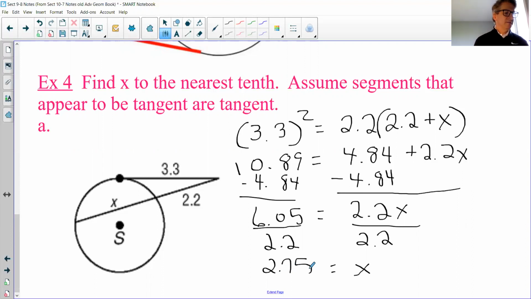Tangent secant rule. All right, last page today, folks. Let's get through these and reach out to me if you have any questions.